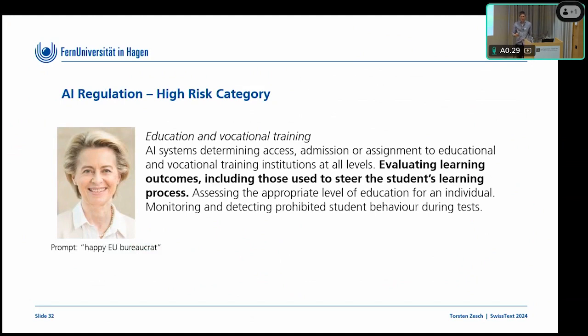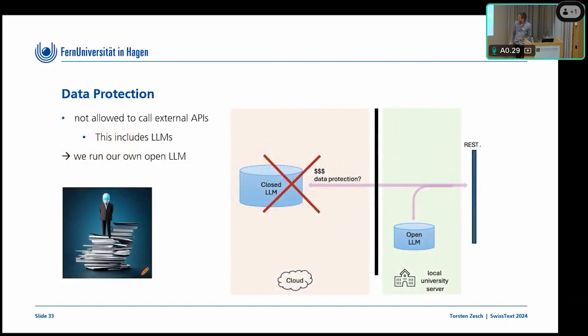So that is something, even if you have a system and it works very well and the teachers are happy, you have to deal with regulation. You have to deal with data privacy. So again, I asked the image generation to come up with a university data protection officer. I don't know why he has a face. So I learned when doing this at Fernuni that I'm not allowed to call any external APIs and send the data there. And this includes all LLMs, and that's why we are running our own open source LLM server now, so that the student answers don't get outside of the boundaries of the university. That might be another practical problem that you have to deal with.